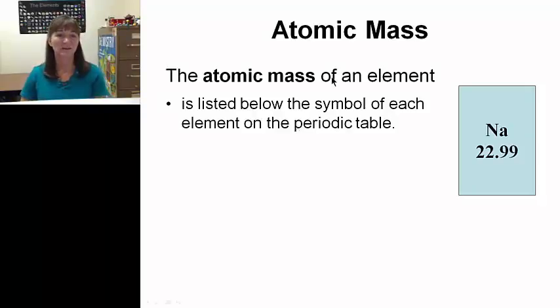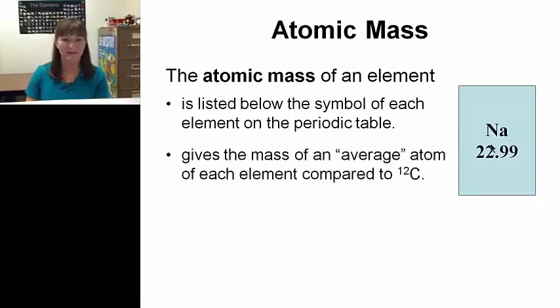Okay, the atomic mass of an element. The atomic mass is written below the symbol on the periodic table. It gives the mass of an average atom of each element compared to carbon-12. That's a deeper statement than what we're going to go into in this class. I'm not going to take us deep into how they determine the atomic mass and have you calculate it. But I would like you to know that it is based upon comparing the masses of elements to carbon-12, this particular isotope of carbon.